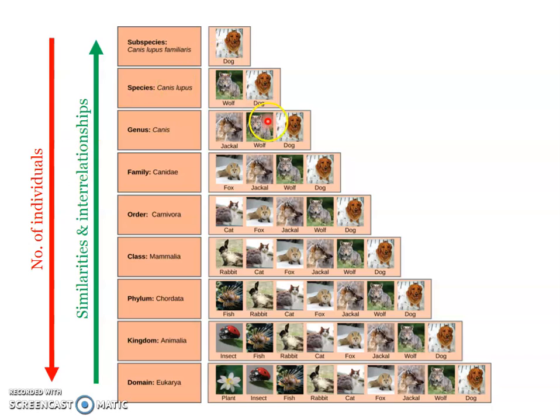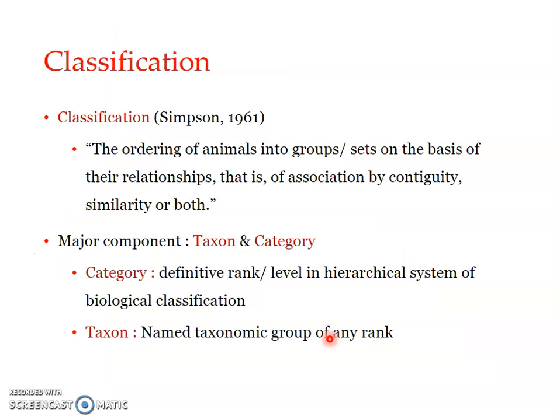Clear? Okay, now what about the number of individuals? Obviously, when we count the number of individuals in the smaller group, it will be less as compared with the number of individuals in this larger group, isn't it? So the number of individuals increases, but the similarities among the members of the group decrease. Clear? So that is what we are speaking about, the classification.